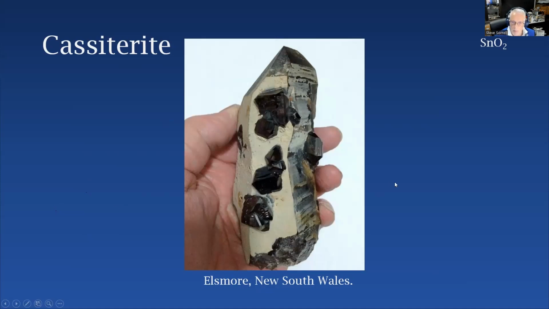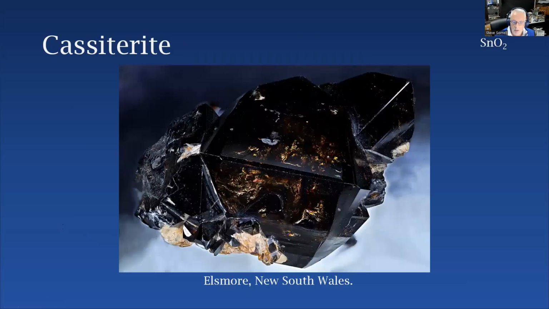This one used to be in my collection, but I traded it for other minerals at one particular time. And I think it's since moved on to another collector who's a bit of a specialist in cassiterite, so it's gone to a good home. Another one from Ellesmere. I haven't got a scale on that one, but it's probably a couple of centimeters across that main crystal there.